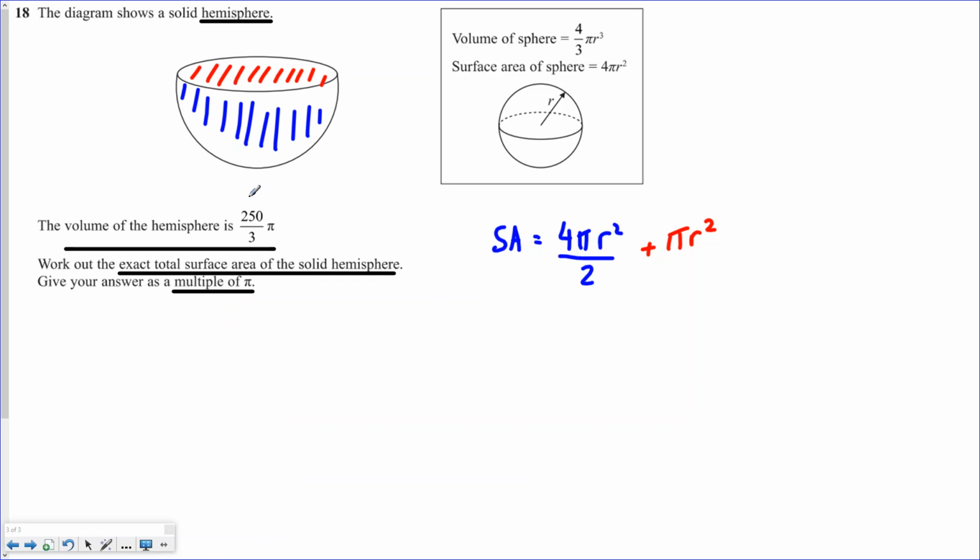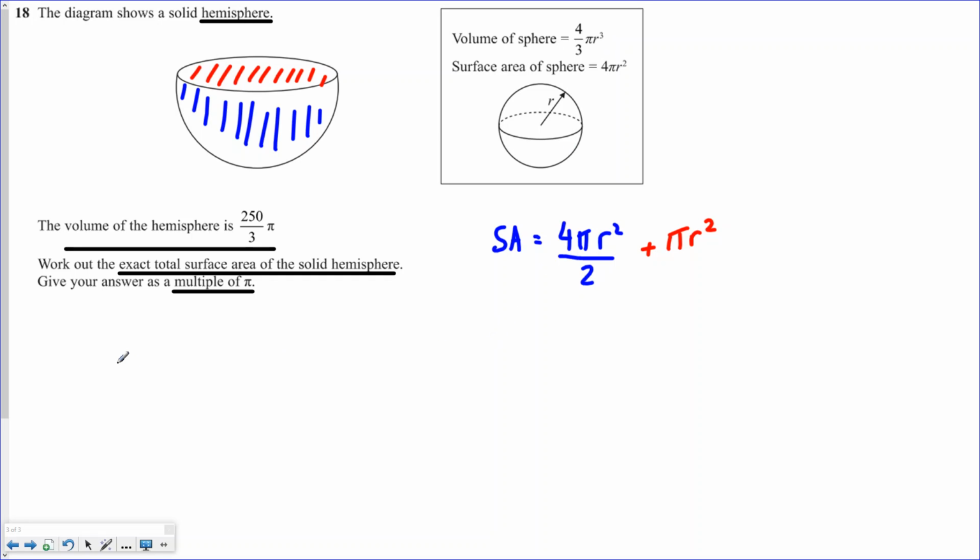Okay, what's r? Oh, okay, I see the difficulty. We don't know what r is. We know what 4 is, a number. Pi is also a number, and our answer contains a pi, so we can just leave the pi as it is. But we don't have the radius, so we need to use this. Volume of the hemisphere is 250 over 3. The volume of an entire sphere is 4 over 3 pi r cubed.